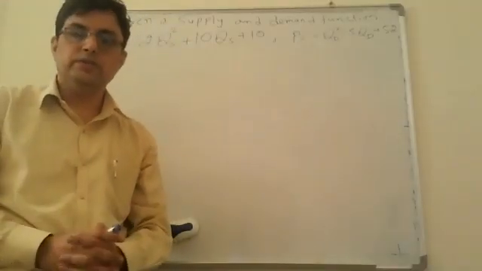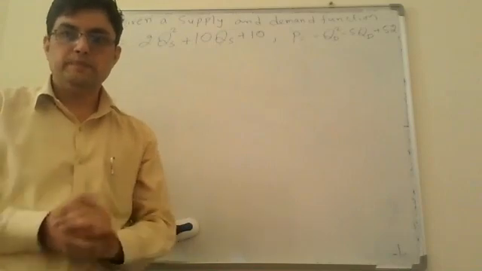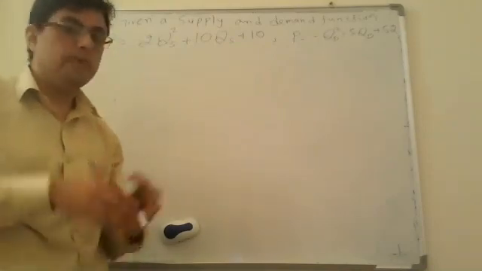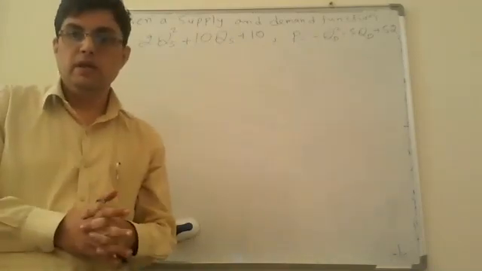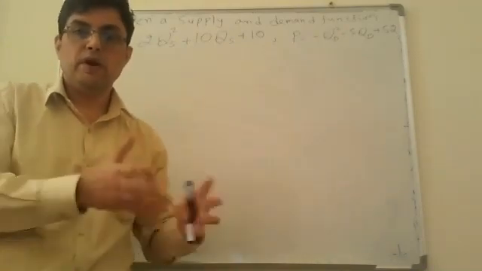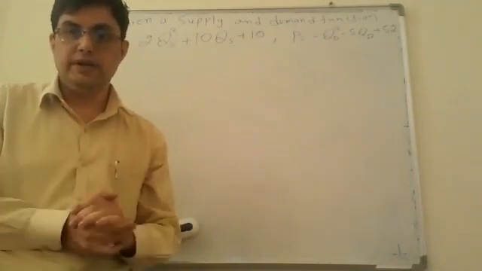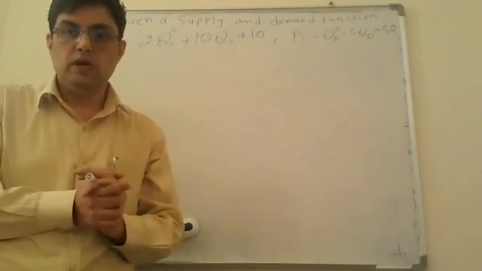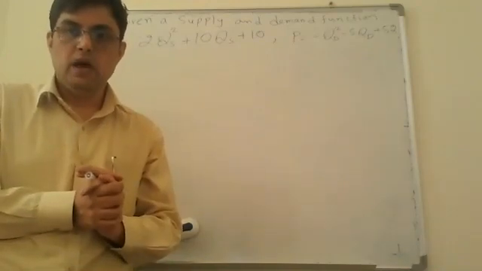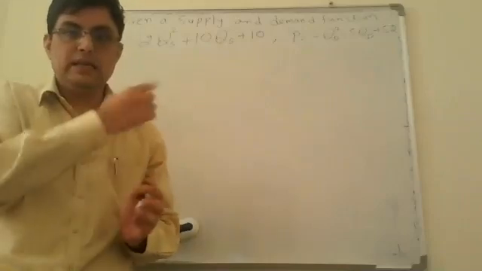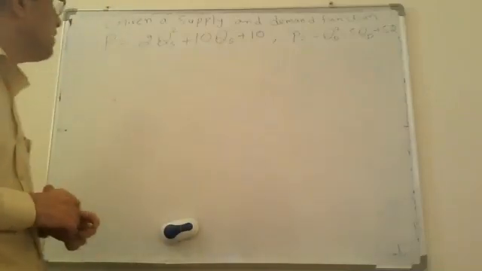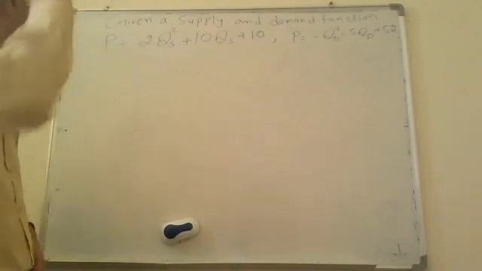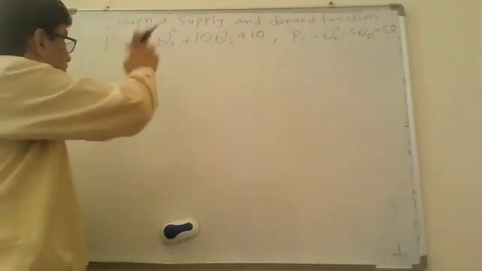Okay, good morning students. Today I am going to explain how to find the equilibrium price and equilibrium quantity if we are given the equations in quadratic form for the price and quantity. In order to explain how to find it, let's have an example. For example, we are given the supply and demand function.